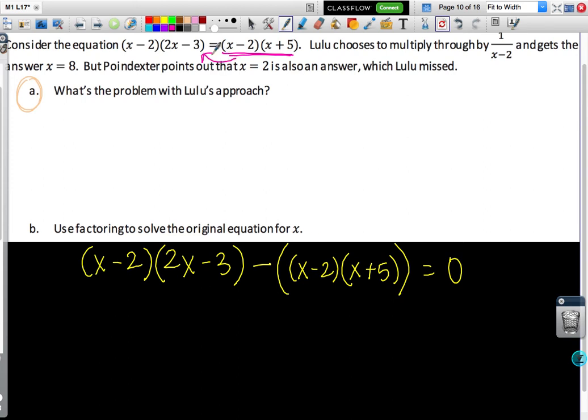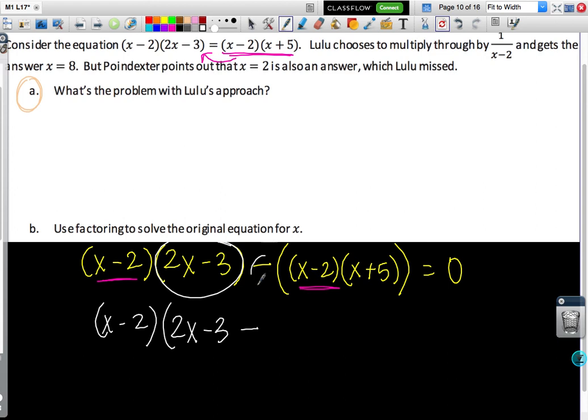Now this is similar to that exercise 7. Look what's common. So go ahead and bring x - 2 down. And then what's left? You've got (2x - 3) left, minus (x + 5).